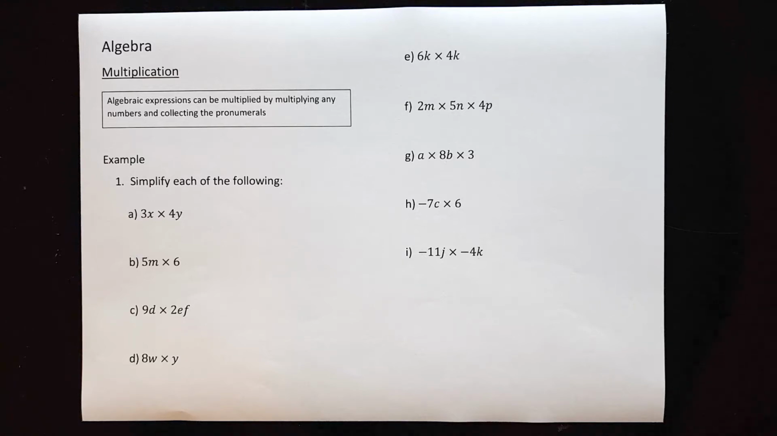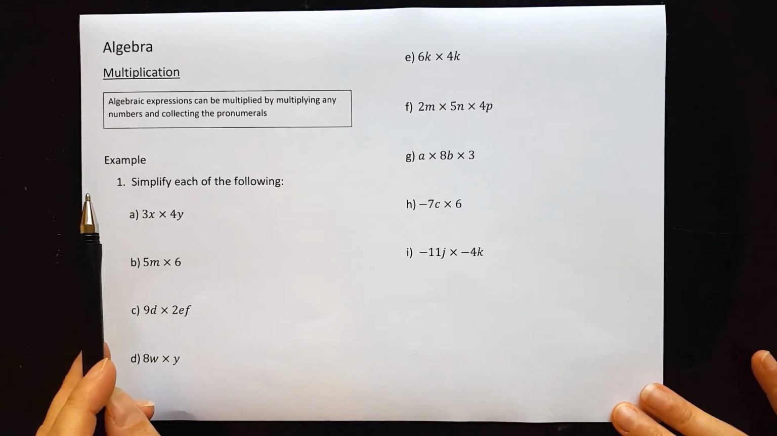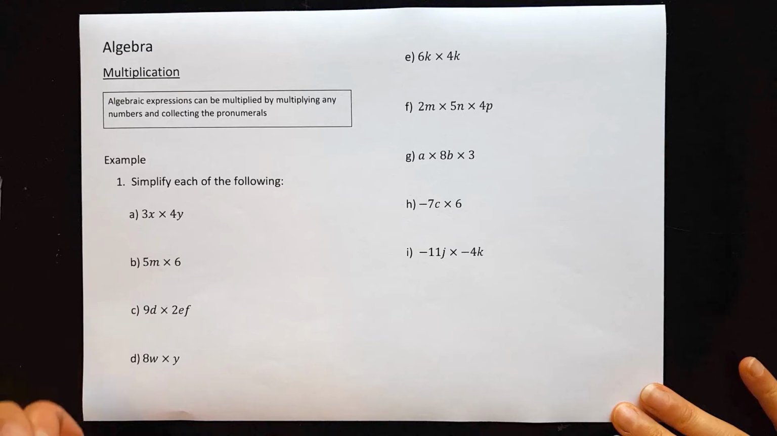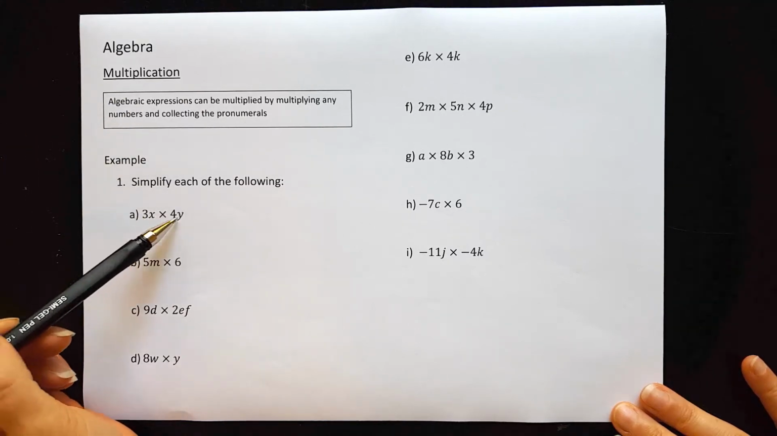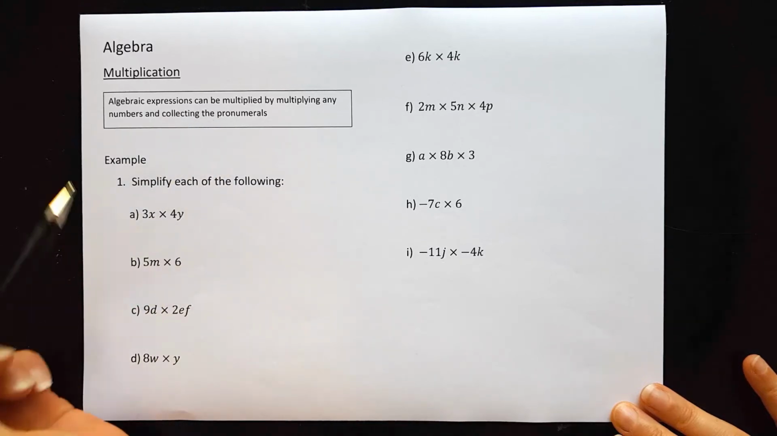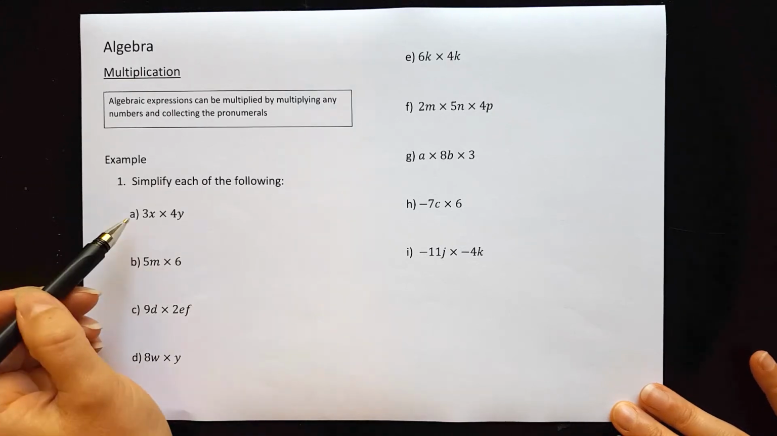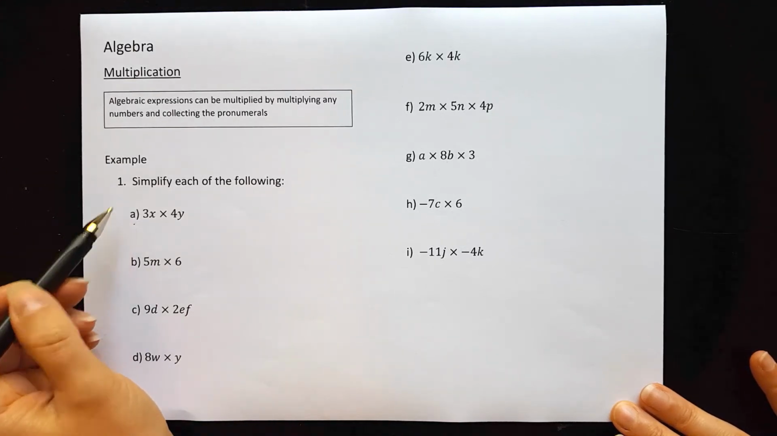Today we're doing algebra and I'm going to be showing you how to do multiplication with algebra. Now, if you watched my last video, we did adding and subtracting. And with adding and subtracting, we had to have like terms before we could add and subtract things. But I actually think that multiplication is a little bit easier because you can multiply anything. All you have to do is multiply any numbers together and collect the pronumerals afterwards. That's what I've written here in this box to help you remember that. Let me show you that in these examples.